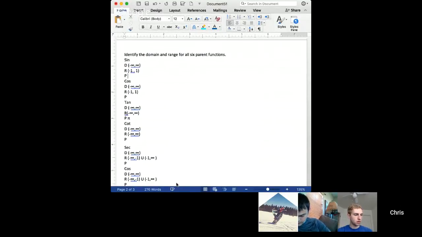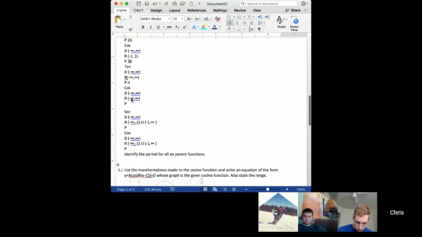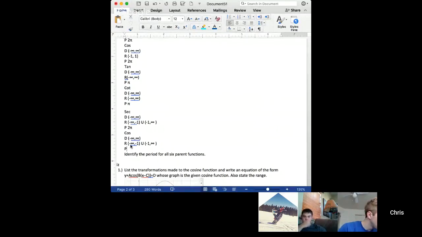Do the same thing, try to print it. Two pi, I mean. Tangent and cotangent have a period of pi. These ones are 2 pi as well. Oh, easy. There we go.